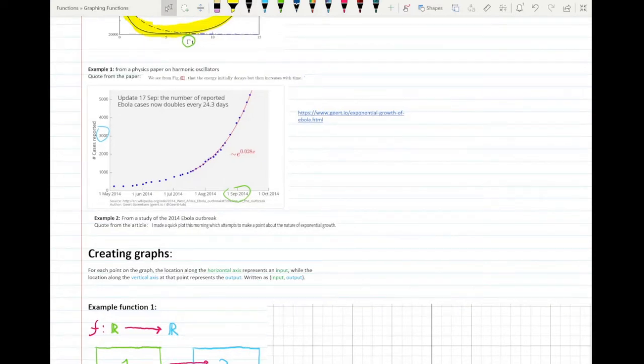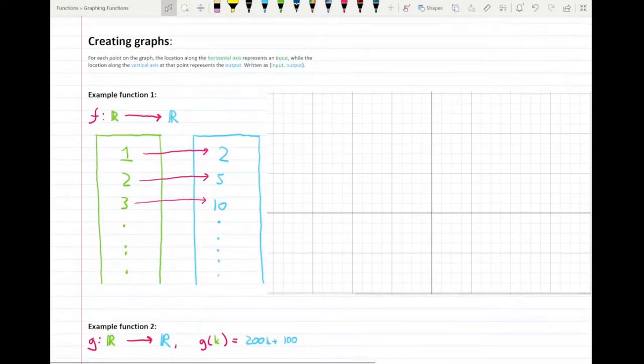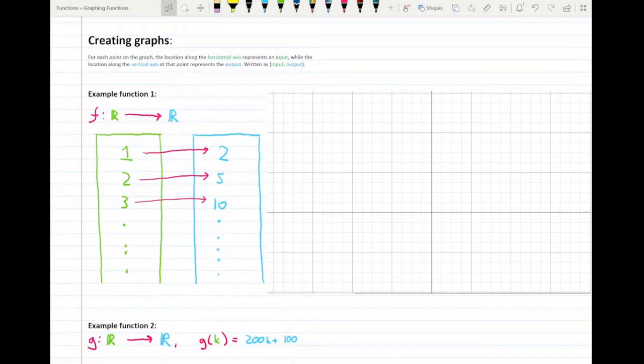So the way a graph works is that for each point along your graph, the location along the horizontal axis represents your input, whereas the location along the vertical axis at that horizontal point represents your output. And this will be written in ordered pair form, like so, where input and output are together in this set of parentheses. I'm going to illustrate that with this function right here that I've drawn, f from the numbers to the numbers.